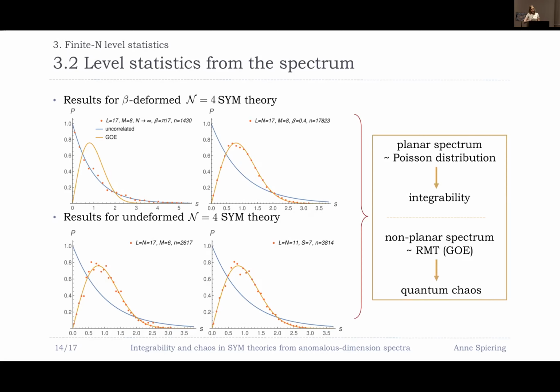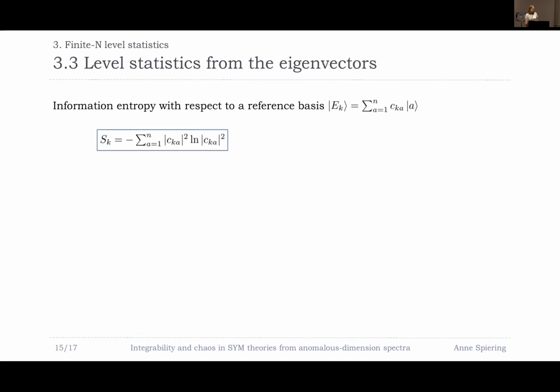But actually, when you solve the mixing problem, you get the eigenvalues, but you can also get the eigenstates. Can we also learn something from the eigenstates? And one thing you can compute is the information entropy. And for this, you first have to pick a reference basis. We just used the standard basis of multi-trace operators. And then I decompose a given eigenstate in the spaces, extract the coefficients, and plug it into the information entropy. And then what can we expect from such a quantity?